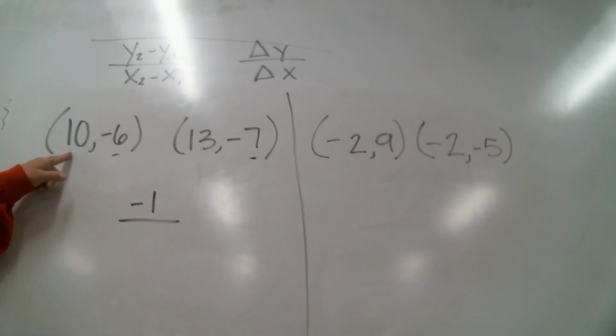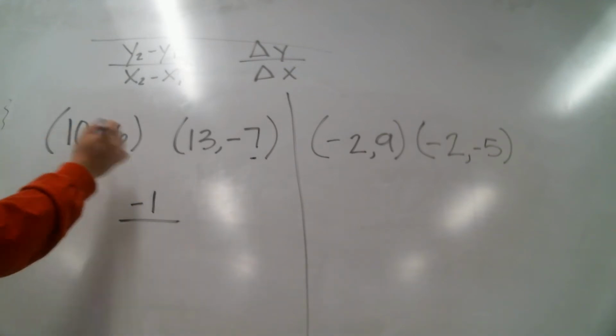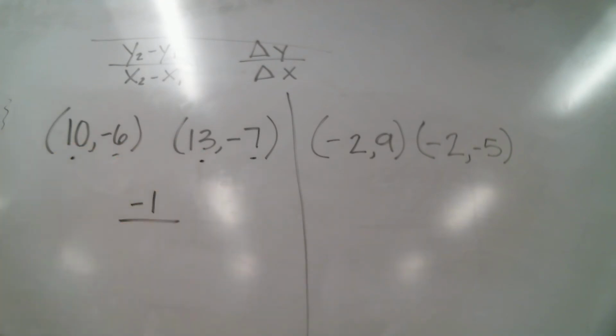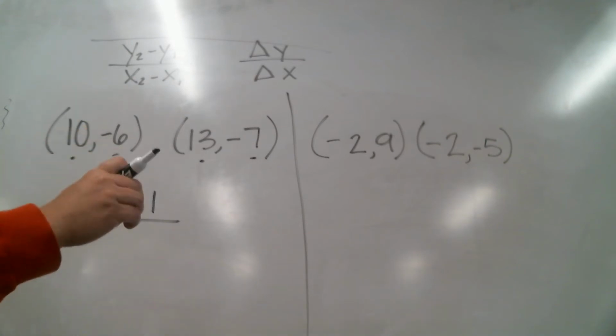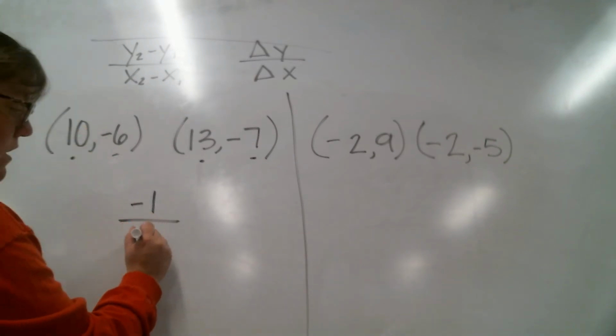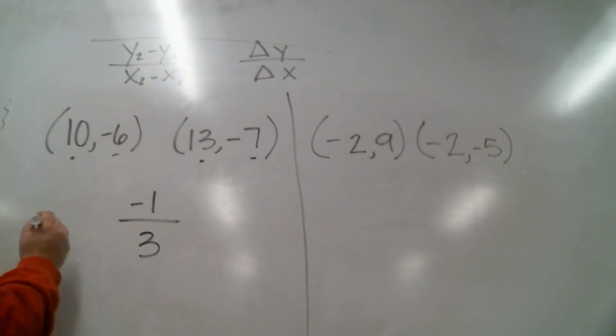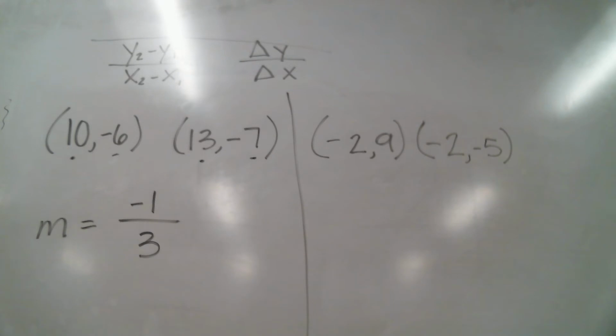And then the change in x, if we look at the x's, remember we start here and move there. So it's starting at 10 and moving to 13. So if you think of a number line, an x-axis, starting at +10, moving to +13, means that it went forward by 3. So your change in x is 3. So you would say that your slope is -1/3. Okay, so you'd say m equals -1/3.